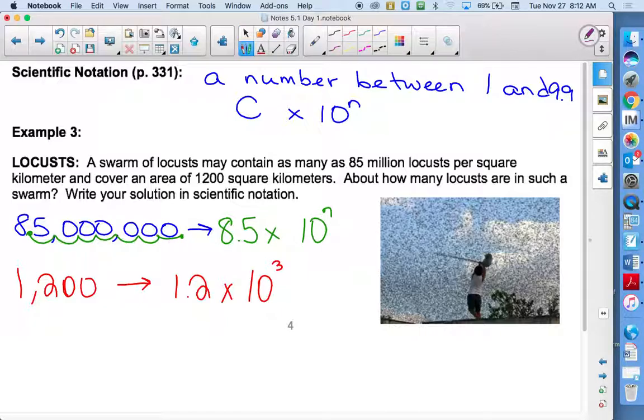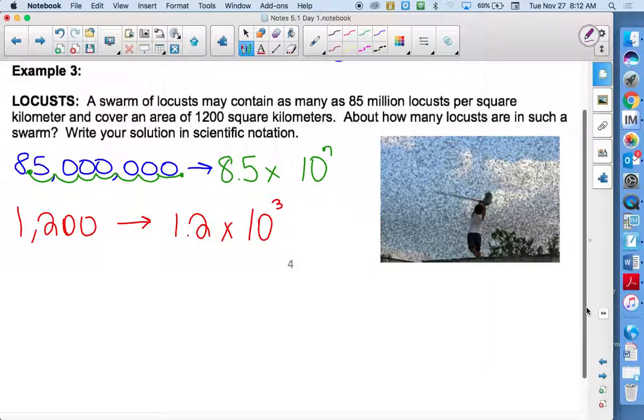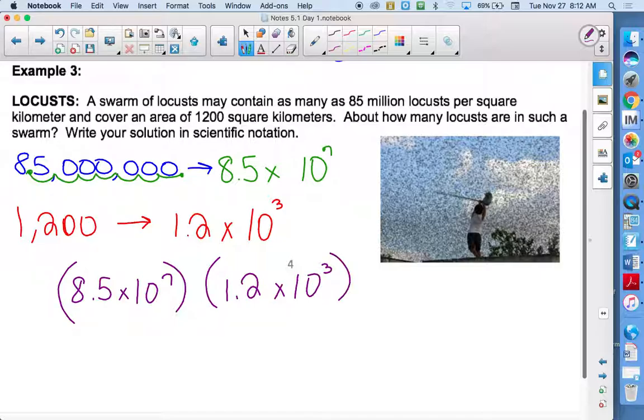I want you to actually multiply them in scientific notation just because we're working with exponents. So I know you can take those big numbers and multiply them together, but we're trying to work with exponents, so let's see if we can just kind of multiply them as they are. So we have 8.5 times 10 to the 7th. That's one thing that we're looking at. That's scientific notation. So that's how many locusts are in a square kilometer. However, we're talking about an area of 1.2 times 10 cubed, or 1,200 square kilometers.